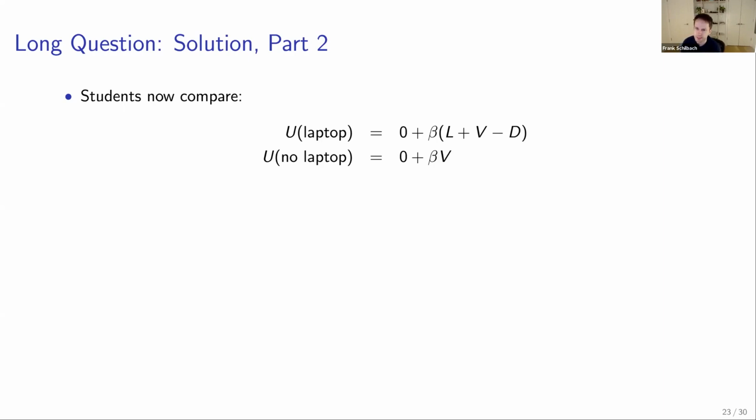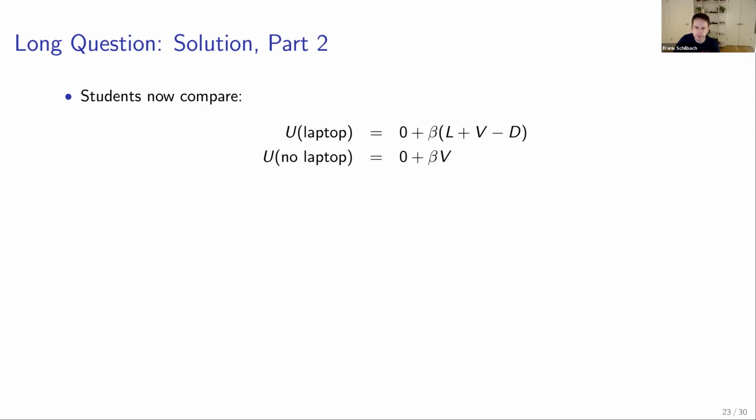So it's beta times (L plus B minus D). The utility of not using a laptop is just 0, because in the present nothing happens, and in the future the benefits, as before, are beta times B. So the only thing that differs from the previous version is that the L is now discounted by beta, but before it was not.